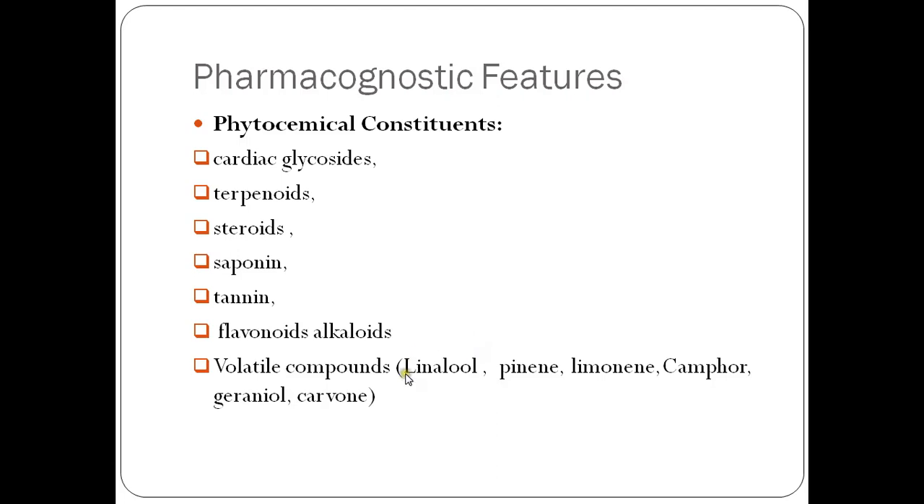Apart from all these phytochemical constituents, it contains a large amount of volatile compounds, among which the important ones are linalool, pinene, limonene, camphor, geraniol, and carvone. So these all are the secondary metabolites which are present in coriander fruit and responsible for its many medicinal actions.